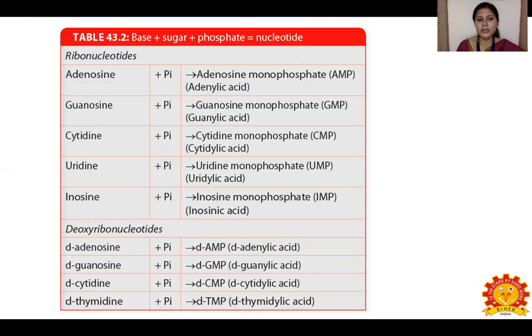When we talk about the deoxyribonucleotides, here deoxyadenosine plus phosphate, same thing, adenylic acid, it will be prefixed with deoxy, like deoxyadenylic acid, deoxyguanylic acid, deoxycytidylic acid, or deoxythymidylic acid. So dAMP, dGMP, dCMP, and dTMP.